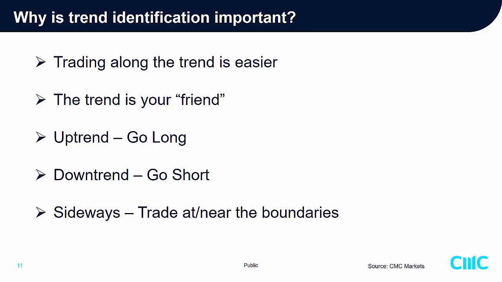If we see an uptrend, be it in a lower time frame or a higher time frame, our bias is to go long. If it is a downtrend, we will go short. And if it's sideways, we will try to trade at or near the boundary of the support and resistance level. So that's all I have for now in my introduction to trend identification or introduction to technical analysis.